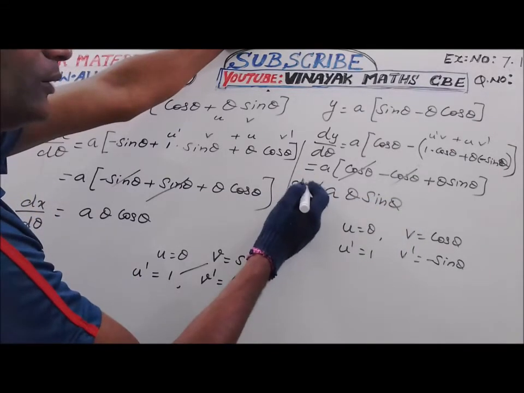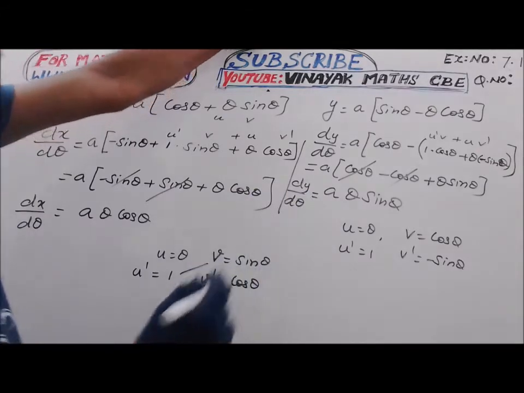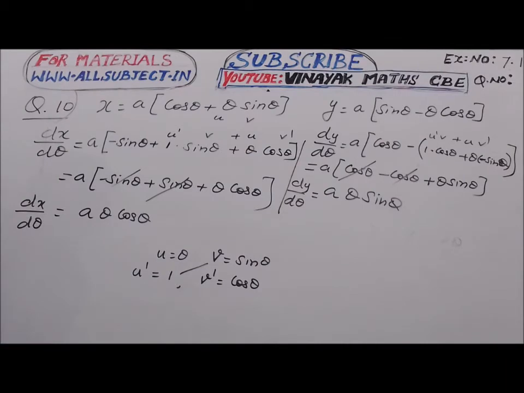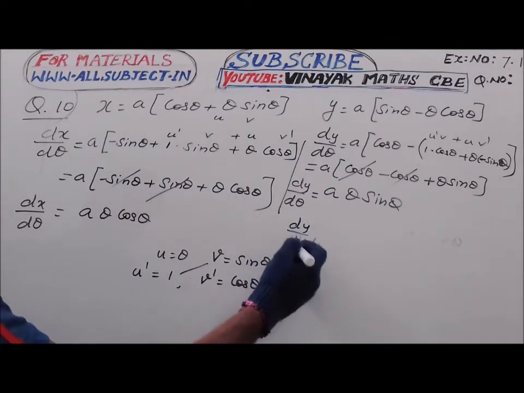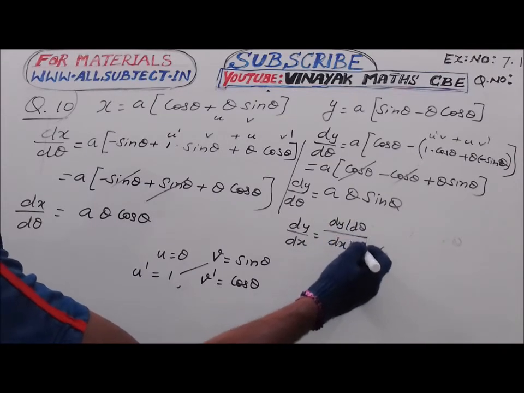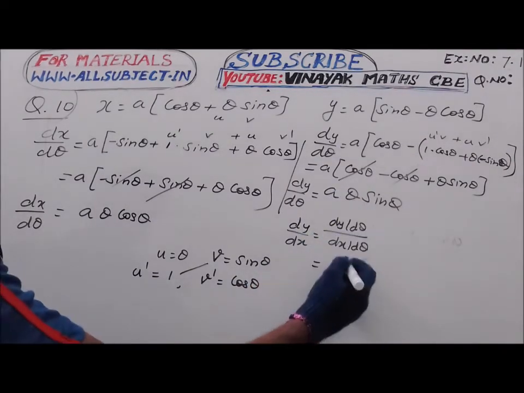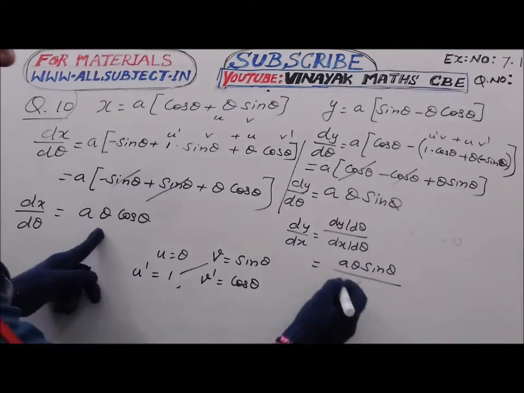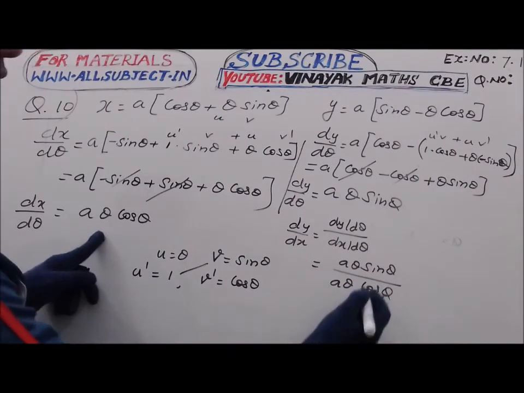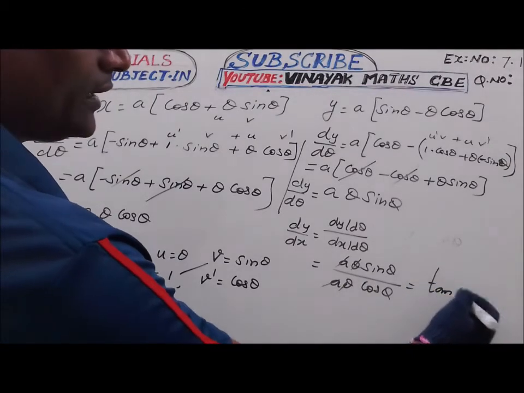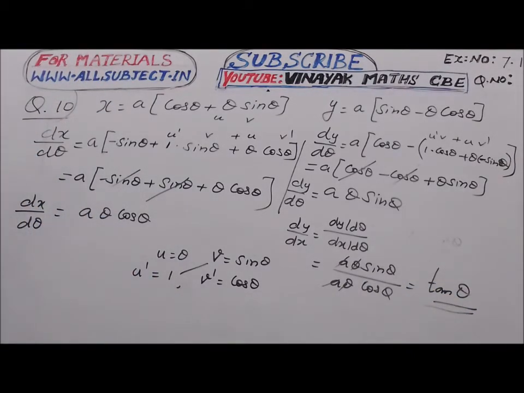This is dy by d theta. Now we need to find dy by dx. So dy by dx is equal to dy by d theta divided by dx by d theta, that is equal to a theta sin theta divided by a theta cos theta. Both a and theta get cancelled, remaining sin by cos is tan theta. So dy by dx is equal to tan theta.